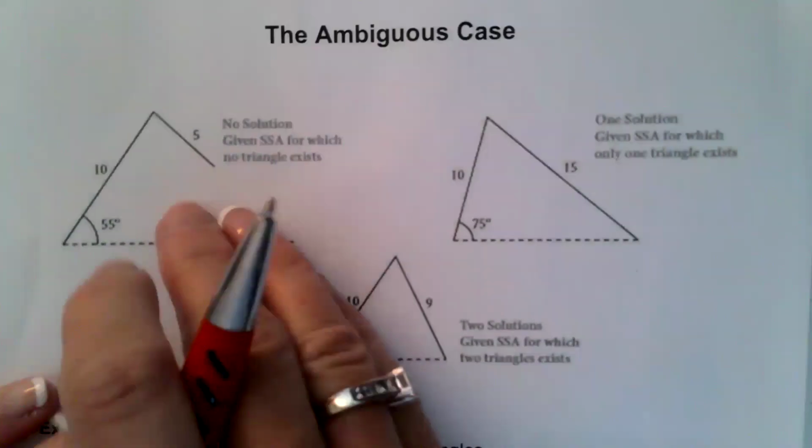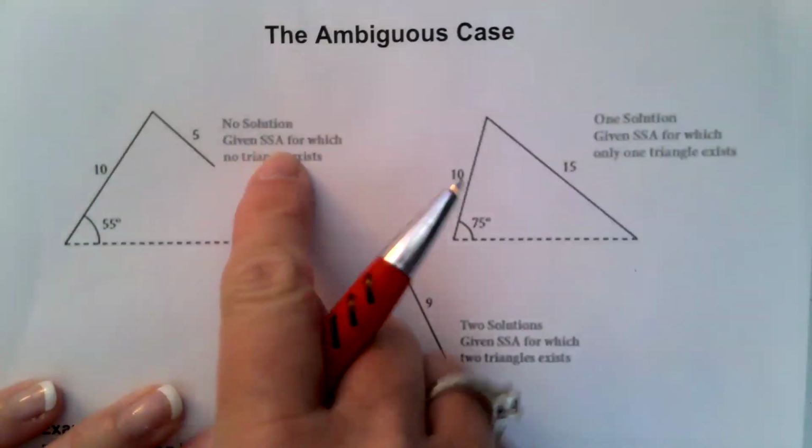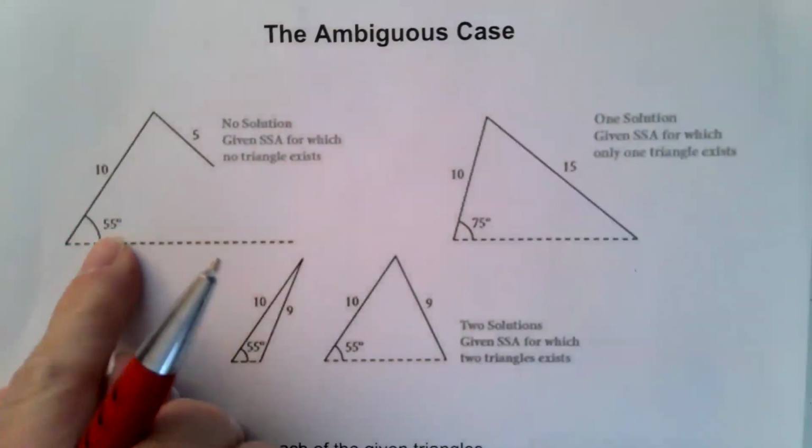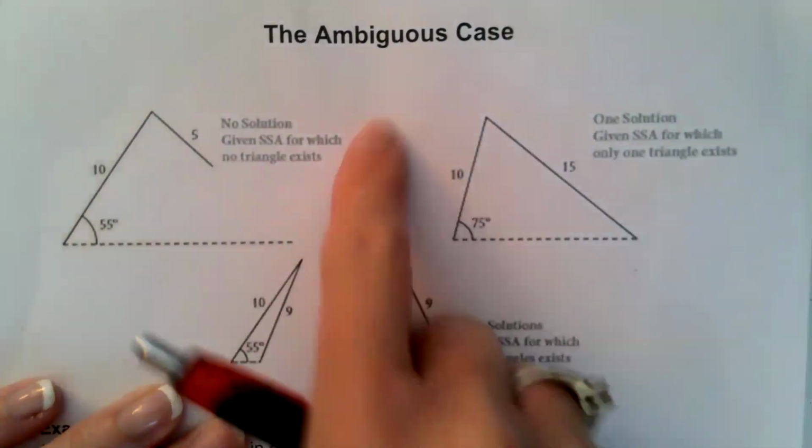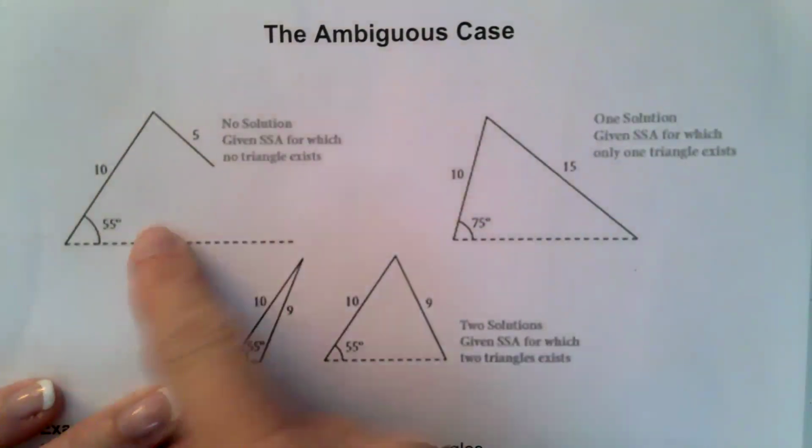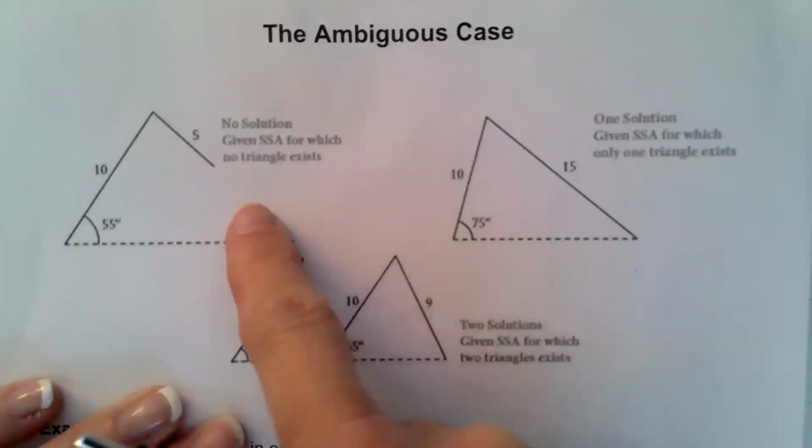Okay, so let's go to the next page. We're going to be looking at the ambiguous case here. So the ambiguous case is a case for side-side-angle. When you're given two sides and an angle, there can be three situations. There could be the situation where it just doesn't work.